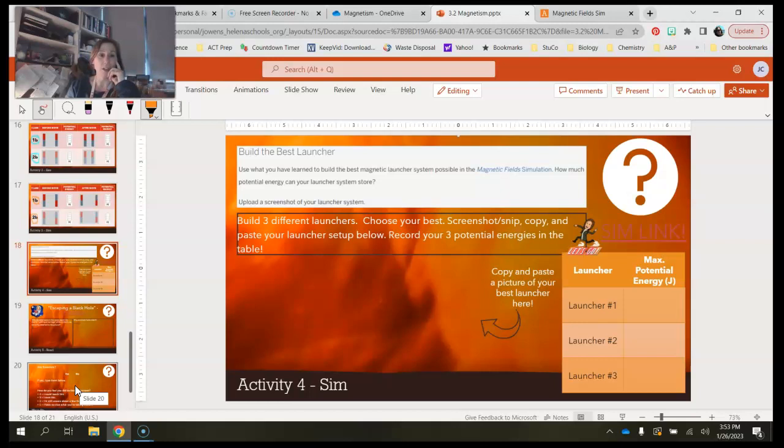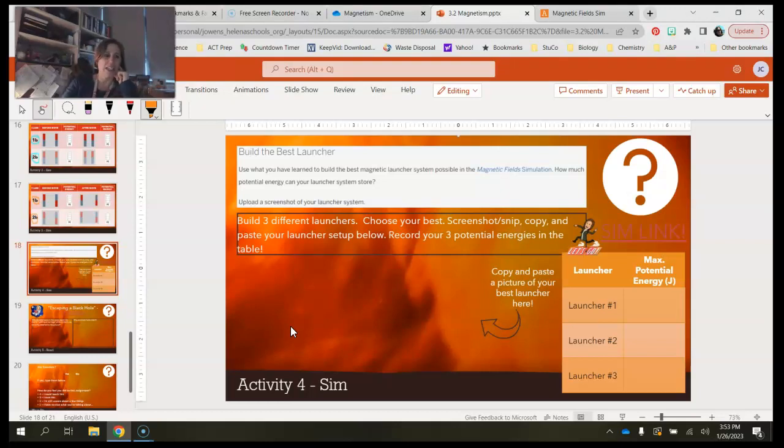So in the sim, you guys are going to build 3 different launchers. Okay, you're going to collect data on them and tell me, all right, what's the most amount of potential energy that you saw in each of those 3 systems? Record your data in this table here. Then once you guys pick, go back and build whichever one is the biggest. You guys will screenshot that here. I want to be able to see your potential energy on there, so make sure you guys screenshot that with your potential energy.